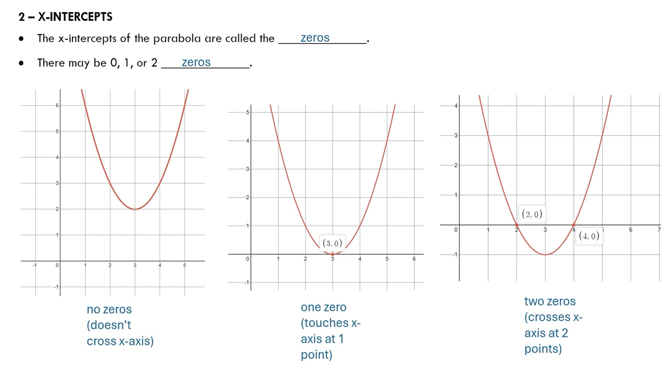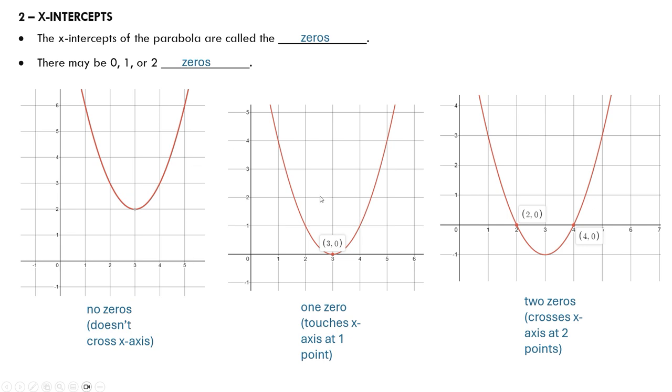Now, talking about x-intercepts, or zeros. The x-intercept, if it exists, is the point or points where the graph crosses or touches the x-axis. If you look at this particular example, the graph does not cross the x-axis at all. So no zeros, no x-intercepts in this particular graph.